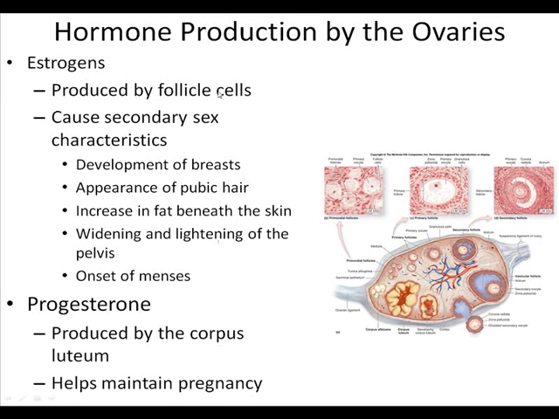So the follicular cells that are around the oocyte can produce estrogens, and estrogens cause secondary sex characteristics, including development of breasts, appearance of pubic hair, the increase in amount of fat under the skin, widening of the pelvis that happens at puberty, and the onset of menses. Progesterone, which is produced by the corpus luteum, which is the follicular cells left after ovulation, helps the secretory phase of the uterine cycle to really plump up and get ready for pregnancy. And if, in fact, the egg is implanted, it helps maintain that pregnancy.